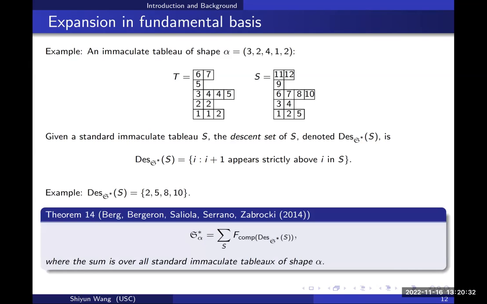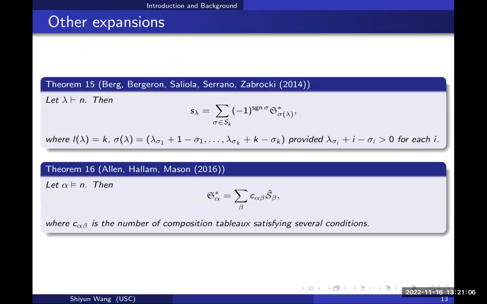So Bergeron, Serrano, Zabrocki. Because our result relies on their papers a lot, from now on I'll just use BSSZ, their initials, to refer to their papers. So they expand the dual immaculate function in terms of the fundamental basis, where this is the descent set that we just got from the standard tableau, and this is the composition corresponding to that descent set.